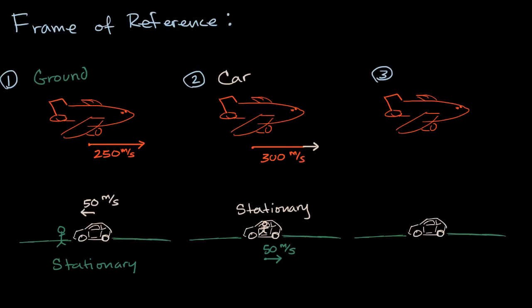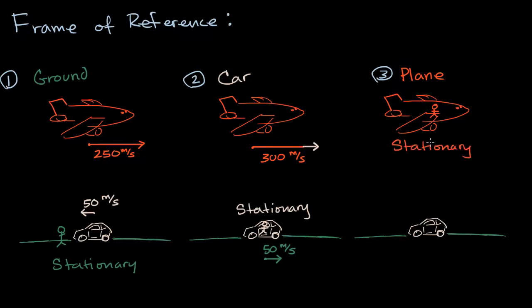Now, what about from the point of view of the plane? What if we're talking about the plane's frame of reference? Why don't you pause this video and think about what the velocities would be of the plane, the car, and the ground from the plane's point of view. All right, now let's work through this together. So now we're sitting in the plane, and once again, we shouldn't be flying the plane. We're letting someone else do that. But we have our physics instruments out, and we're trying to measure the velocities of these other things from my frame of reference. Well, the plane, first of all, is going to appear to be stationary.